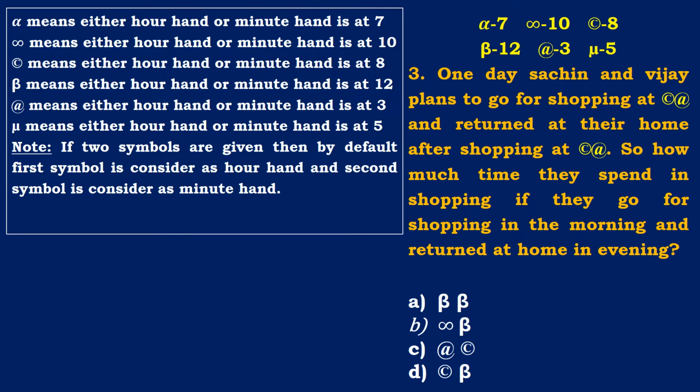3. One day Sachin and Vijay plan to go shopping at Copyright At, and return to their home after shopping at Copyright At. So, how much time do they spend shopping if they go shopping in the morning and return home in the evening? Sachin and Vijay went shopping at Copyright At, which is 8:15 a.m. They returned home at Copyright At, which is 8:15 p.m. They spend nearly 12 hours shopping. 12 hours represents Beta Beta. Option A is the correct answer.